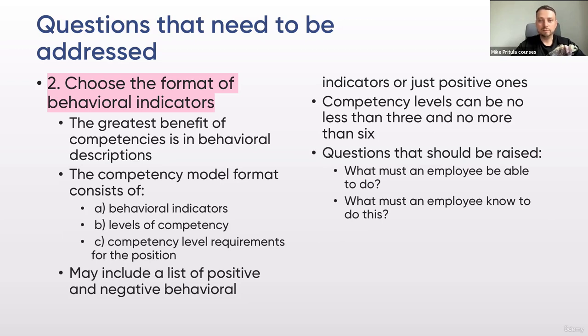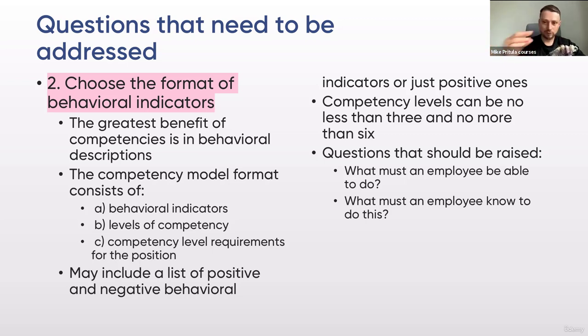Next, you need to choose the format of behavioral indicators because that will be the biggest benefit of the competencies. These can be behavioral indicators, competency levels, and competency requirements for each position. The form can be either only positive indicators or both positive and negative. Well, it's either one or the other, and usually indicators are broken down by levels. That is, mastery of this competency at the first level, the basic level, is this set of behavioral indicators.